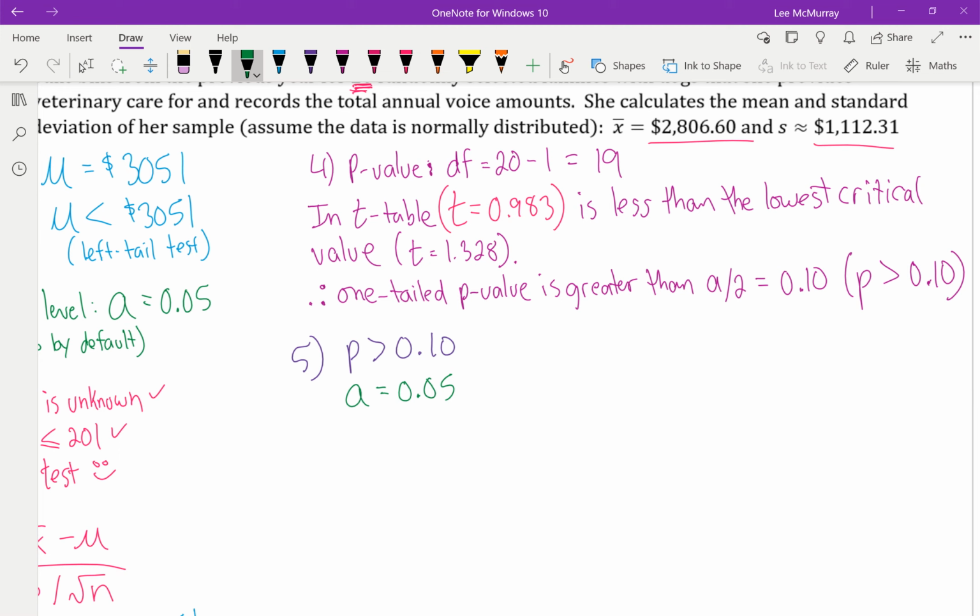So therefore, the p-value is greater than alpha, and anytime the p-value is greater than alpha, we say therefore there is not sufficient, or insufficient, whatever you want to say, not sufficient evidence to reject the hypothesis.